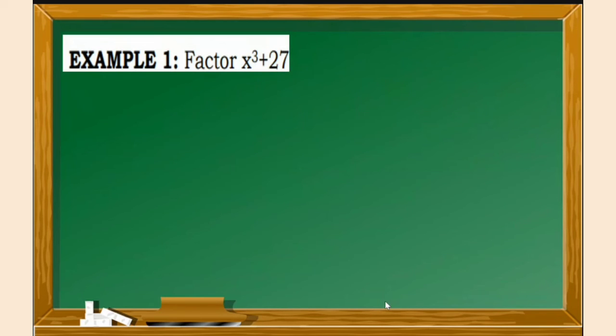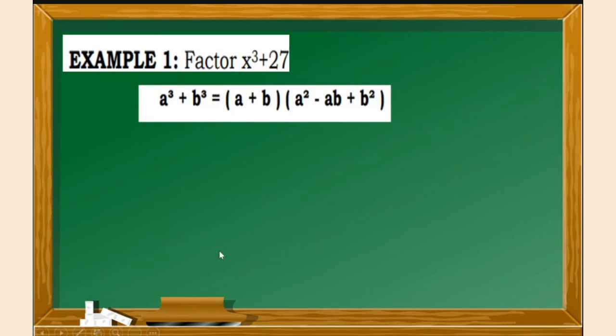Okay, for example, example number 1, factor x cubed plus 27. So this is our given, x cubed plus 27. Now, let's identify yung first term natin na x cube, ano ba yung perfect cube niya? And yung second term natin na 27, ano po ba yung perfect cube ng 27? Okay? 3. Okay, wait lang po ah. So, ito yung gagawin natin. Since yung given natin is positive, therefore, ito yung gagamitin natin.